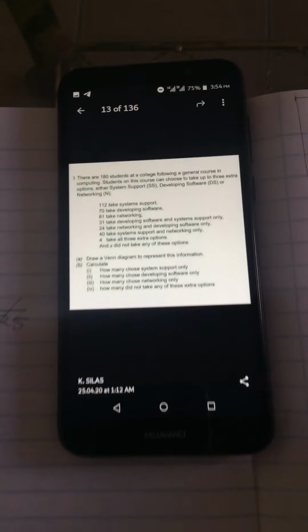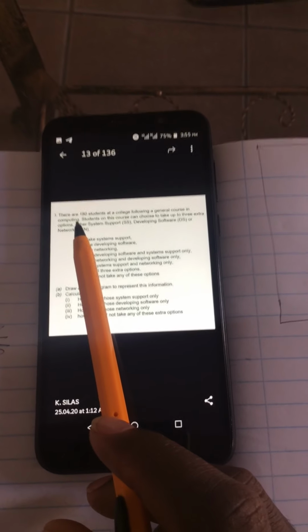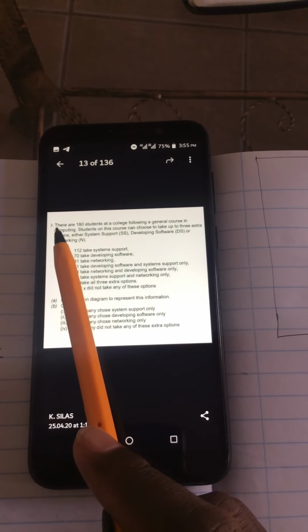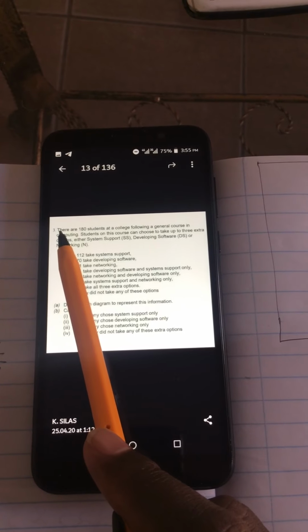Hello guys, and welcome to another video of another different type of Venn diagram question. The question was posted on the 25th. I just saw it when I was going through some other questions, so I thought I'd make another video on this different type of Venn diagram question.